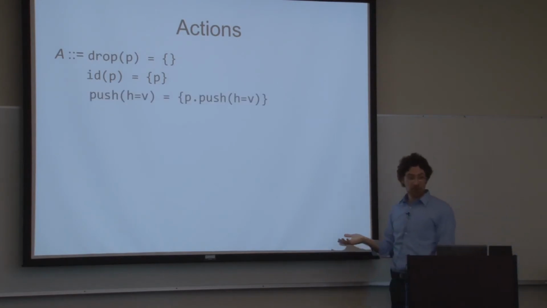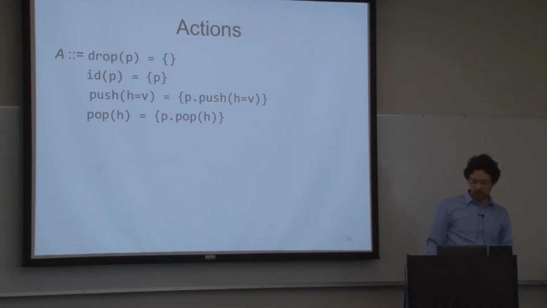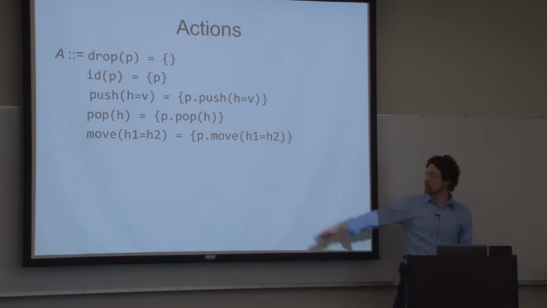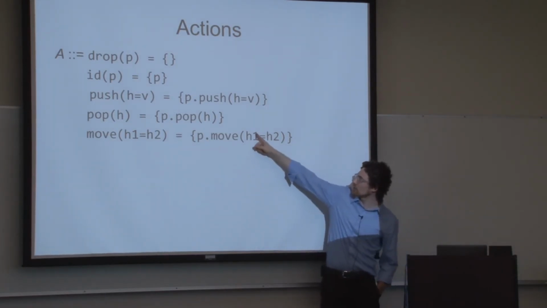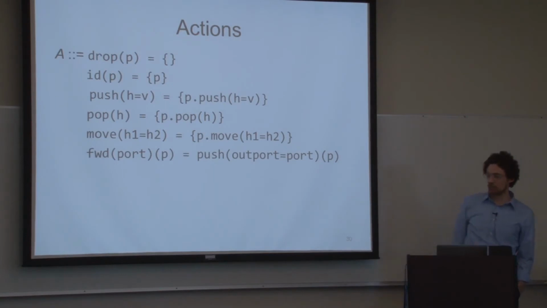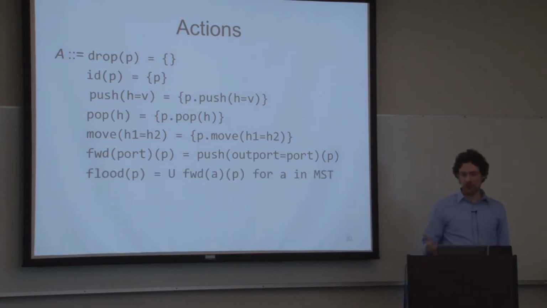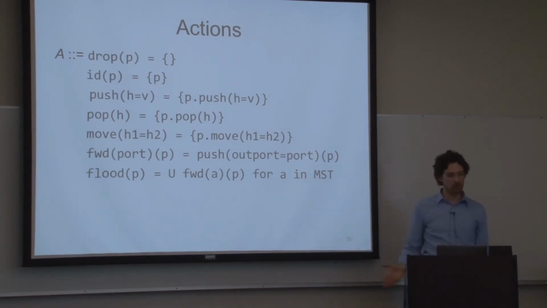We have packet header modifying operations like pushing a new value onto a specific header, or popping the topmost value off a particular header. We're also able to move values from one header field to another. When I say move from H1 to H2, it produces a copy of P in which whatever value had been at H2 is now at H1. Finally, forward, which you've seen before, we can write as a derived policy as being a push. And flood is a union of forward policies for every output port that is an output port in a minimum spanning tree on the network.